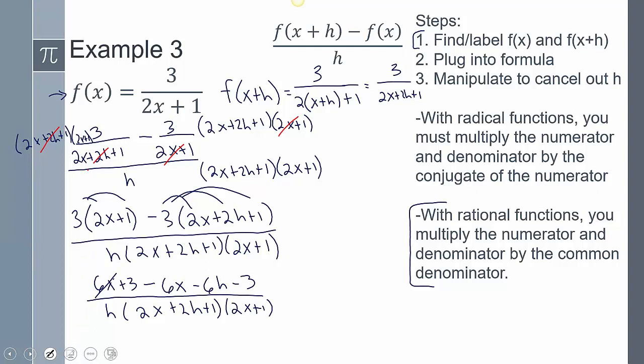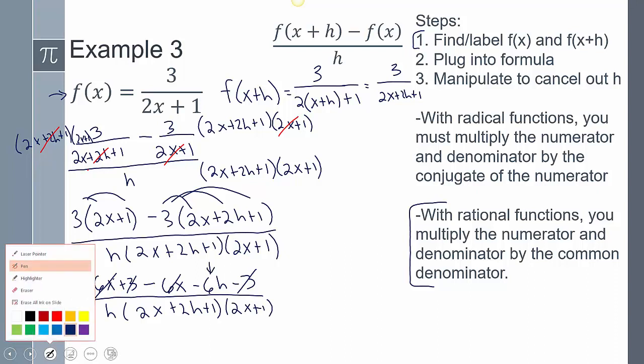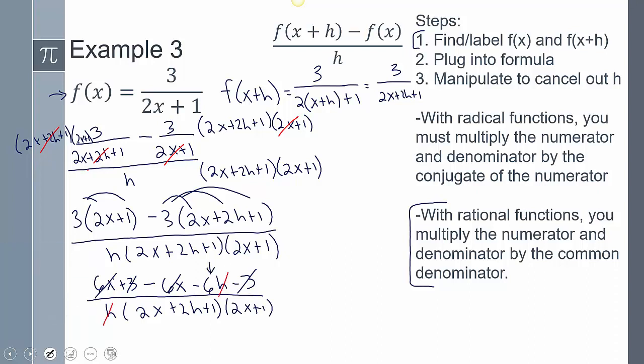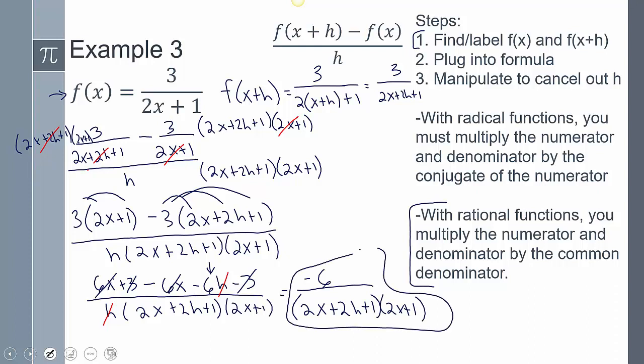So now the 6x will cancel out with that 6x, the 3 will cancel out that negative 3, and then if you notice I have just a minus 6h left, and so that means the h's will cancel out. So my final statement is going to be negative 6 over 2x plus 2h plus 1 times 2x plus 1. So I got rid of that h. And so this would be the simplified version of that difference quotient.